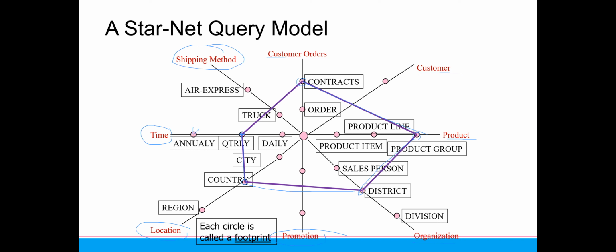So you can look at this dot. This dot represents that the data is available on that particular category. For example, the shipping method is air express or the shipping method is truck. This one, the product is either product item or product line or product group. In the organization, we can look at the salesperson or the district or the division, and so on.